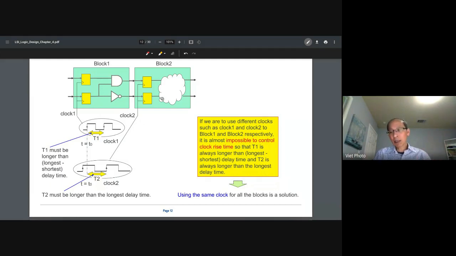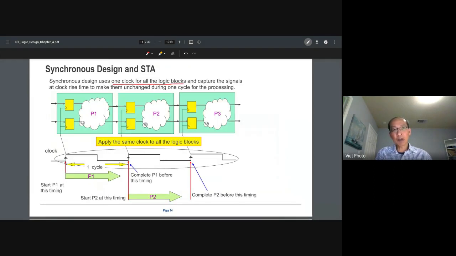Those things you might understand, but they're really kind of a waste of time. Now, I think 90 to 95% of designs nowadays are synchronous designs, which use one clock for all the logic blocks.